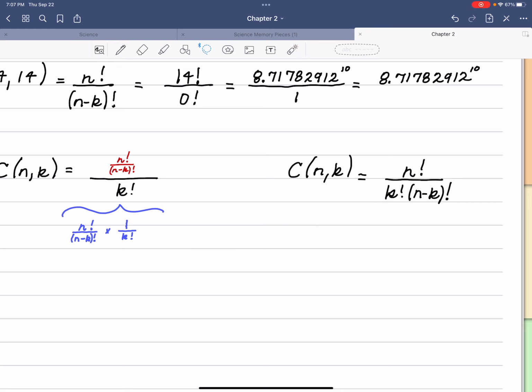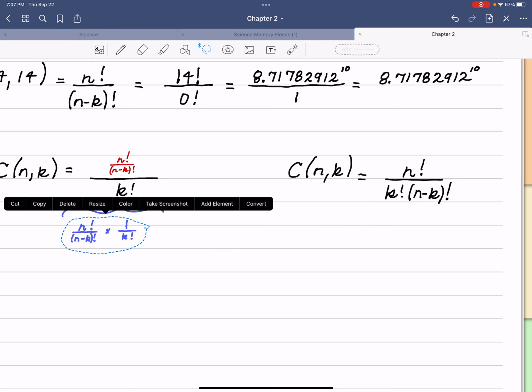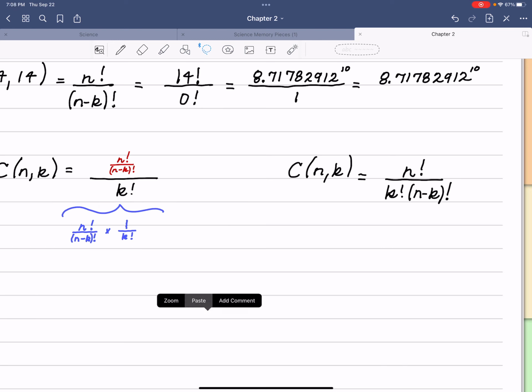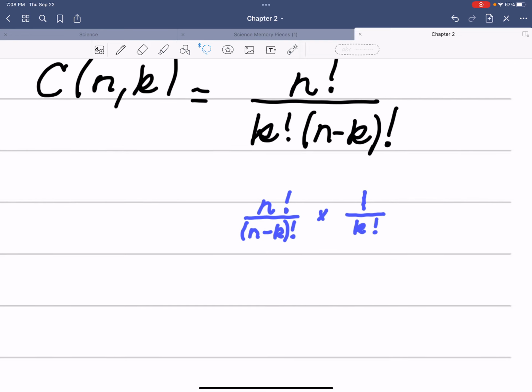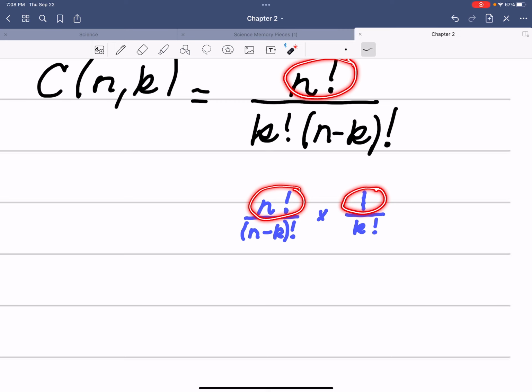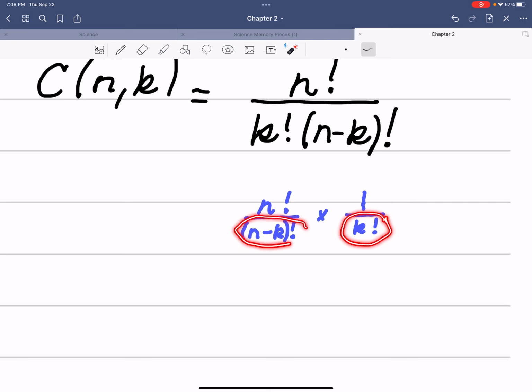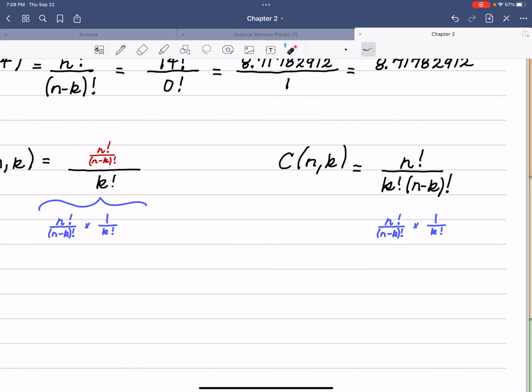Okay. I'm going to make a copy of this and bring it over here. So we're left with n factorial times 1. That's n factorial. And then on the bottom, we're left with k factorial times (n minus k) factorial. And that's the term that we have right here. So these two equations are in fact equal. You can use either form of the equation.